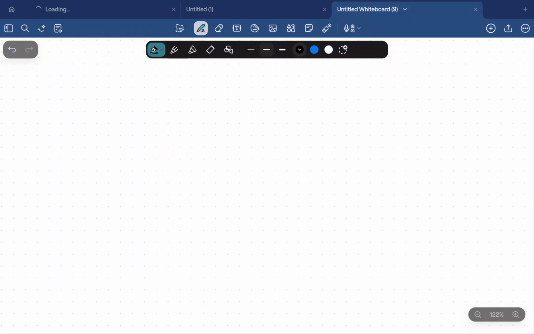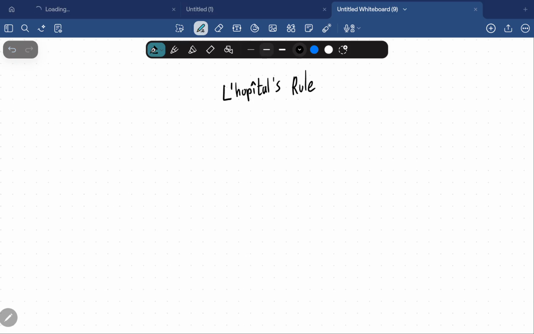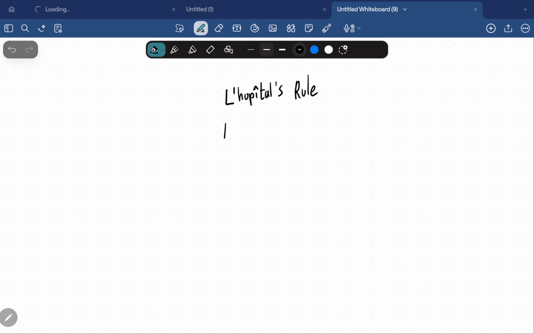Guys, today we're going to be covering L'Hopital's rule. Hopefully I spelled L'Hopital's rule right. Anyways, this is a rule for limits, so hopefully you guys know how to do limits before this. You can denote limits as this or this, but I'll be choosing this one.